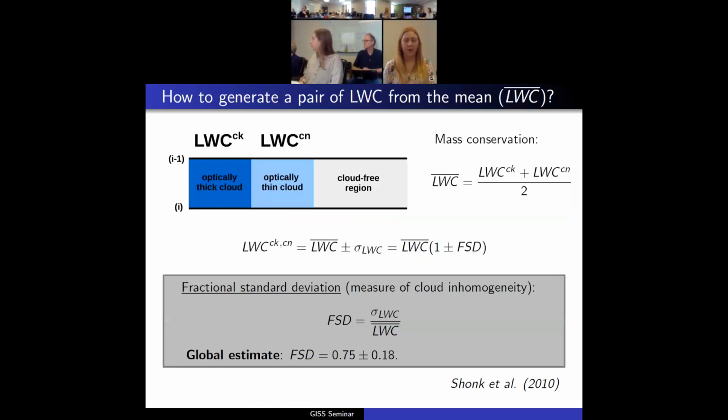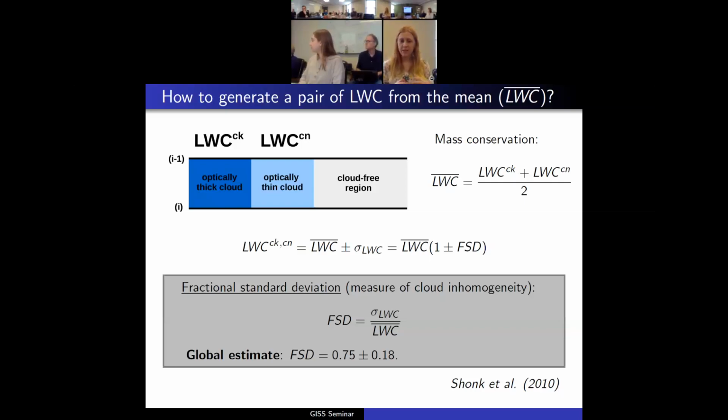But before I could actually apply it, there is one more thing that we have to think about. And so our next question is how to generate a pair of liquid water content values from the mean value, which is available in a weather and climate model. And similar as we have said before that we have to split the single cloud fraction into two components, we also have to generate a pair of liquid water content values characterizing the two cloudy regions.